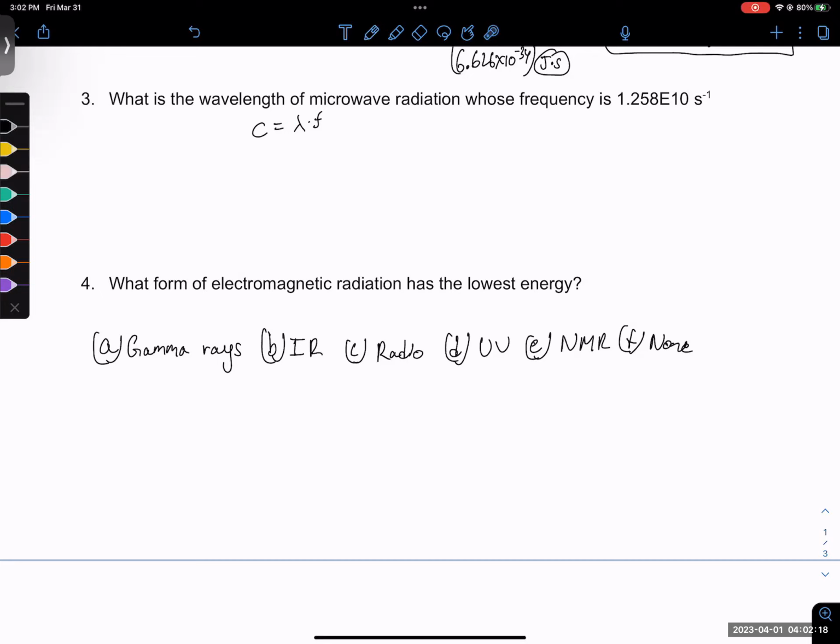But we're asked to find the wavelength of microwave radiation, whose frequency is 1.258 times 10 to the 10th. Yeah, okay, that's right. E means times 10 to the 10th. All right. So we're looking for wavelength. So we should solve for lambda. So lambda is equal to c over frequency, where c is the speed of light.